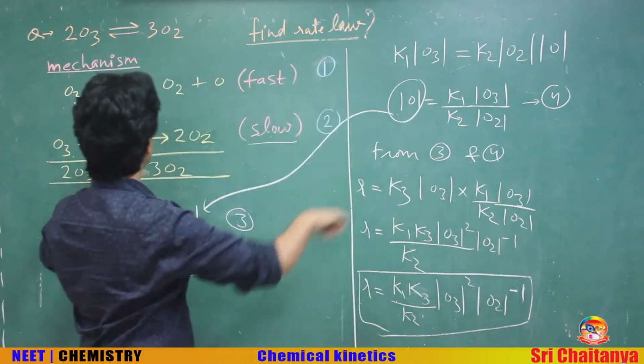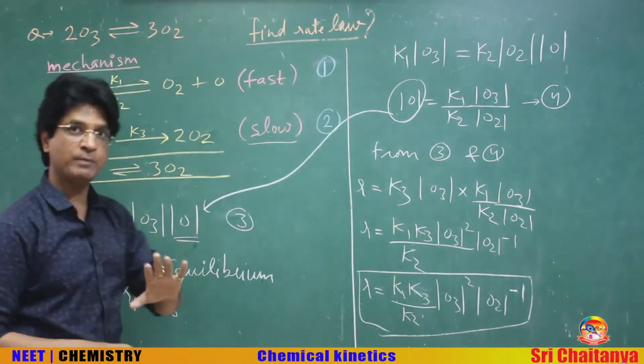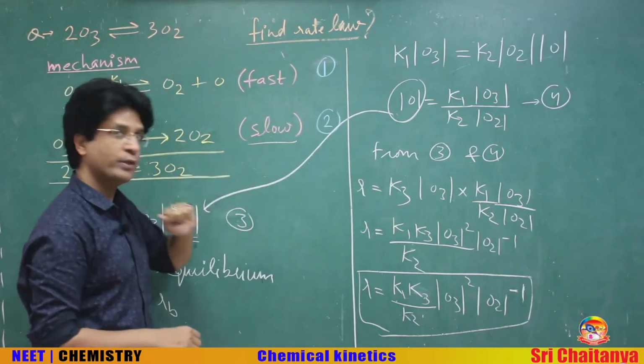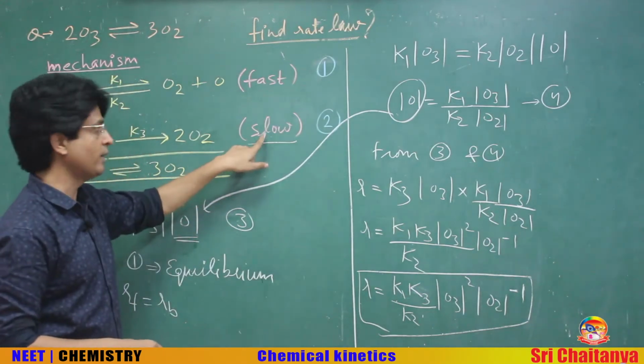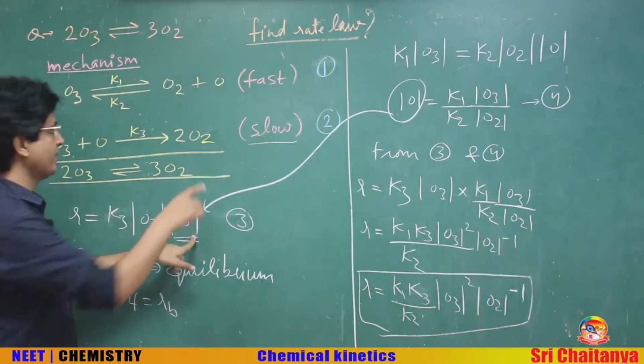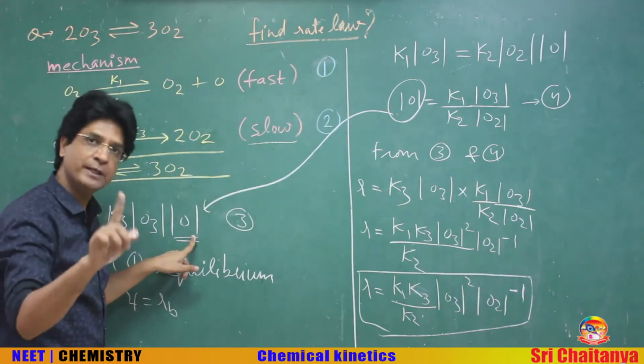So this is how you are going to solve the questions of mechanism. How will you do that? I'll just revise it for you. Go for the slowest reaction, write down the rate law for that. This rate law will always contain an intermediate.